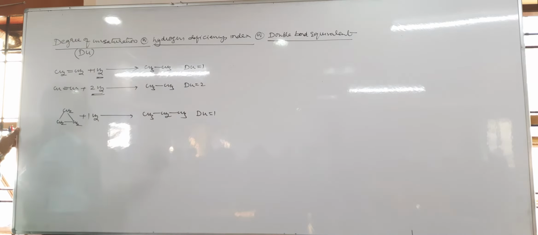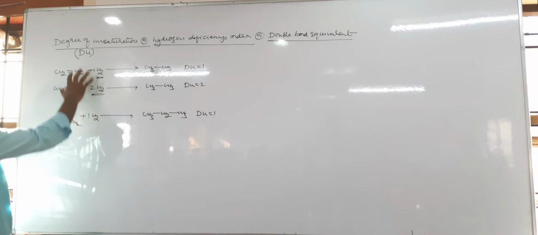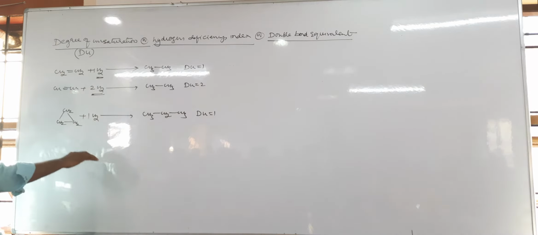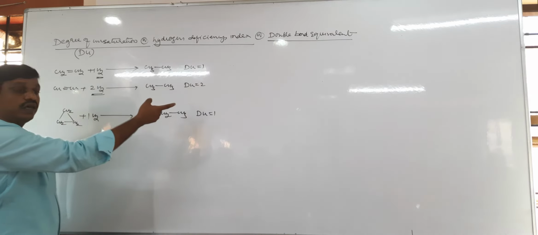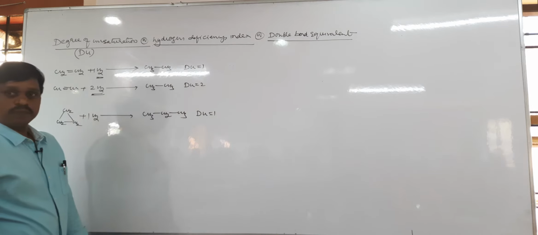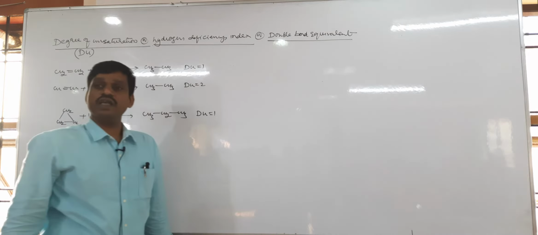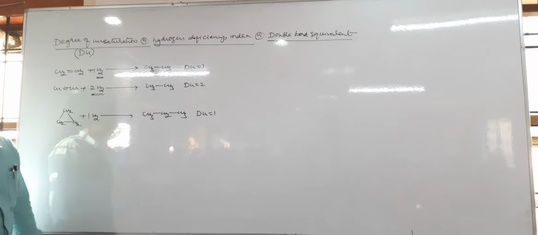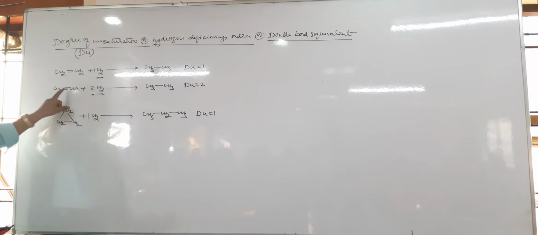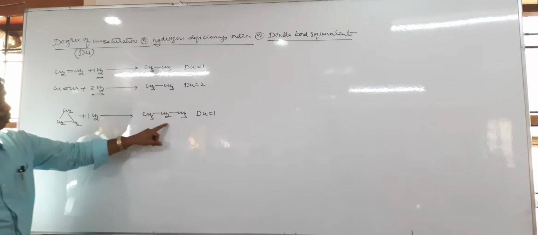It means degree of unsaturation is nothing but the number of moles of hydrogen required to convert 1 mole of organic compound, which may be unsaturated or cyclic, into an open chain saturated hydrocarbon. For example, alkene converts into alkane, DU equals 1. Alkyne converts into alkane, DU equals 2. A cyclic compound converts into open chain, DU equals 1.